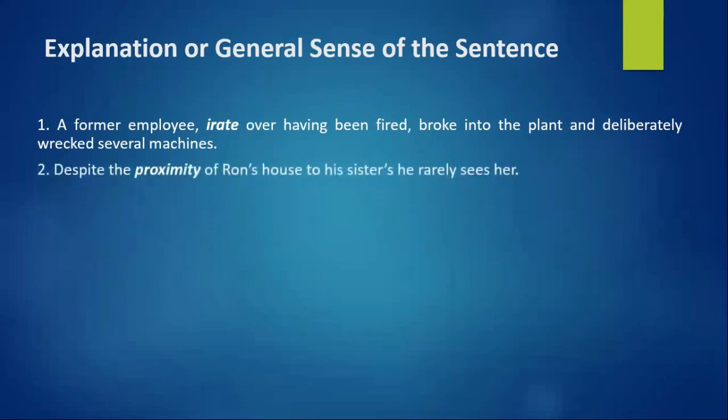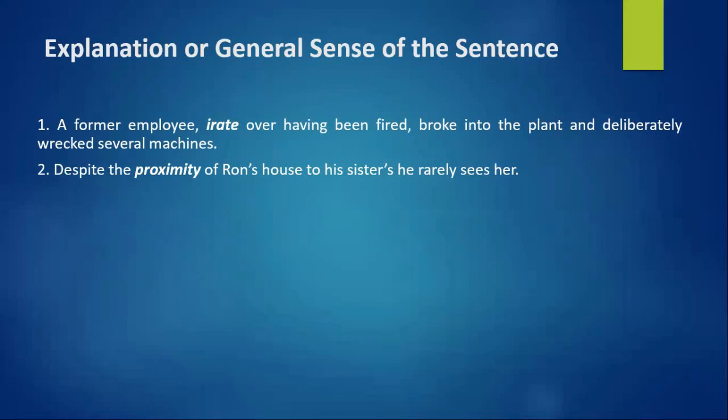All right. Despite the proximity of Ron's house to his sister, he rarely sees her. Now, you have to find the meaning of the word proximity. Despite shows that, in spite of this situation, is situation ke bawajood. So despite the proximity of Ron's house to his sister, he rarely sees her. Yani he rarely visits his sister despite the proximity.